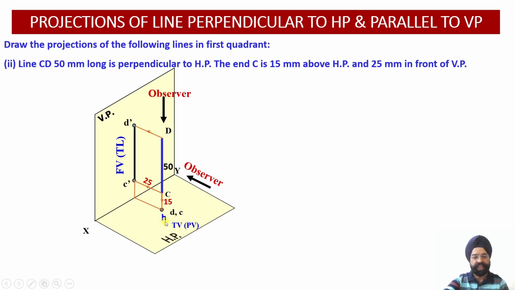So we call it H. Why did we not put any dash? Because it is obtained on the horizontal plane. So all points which are obtained on the horizontal plane will be represented by small alphabets. That is, the plan representation will be there.